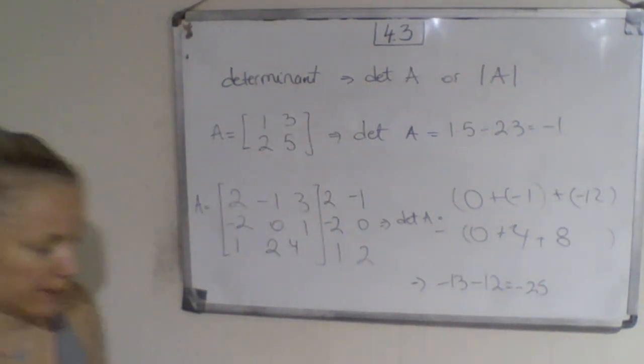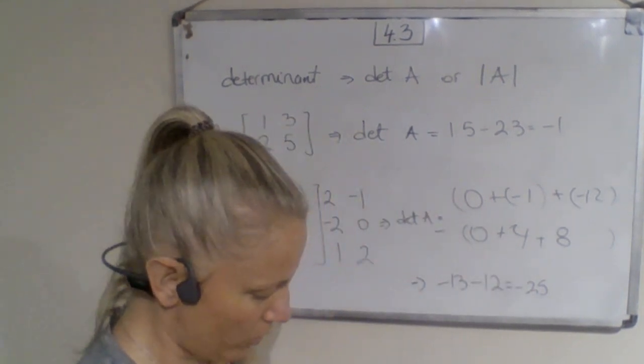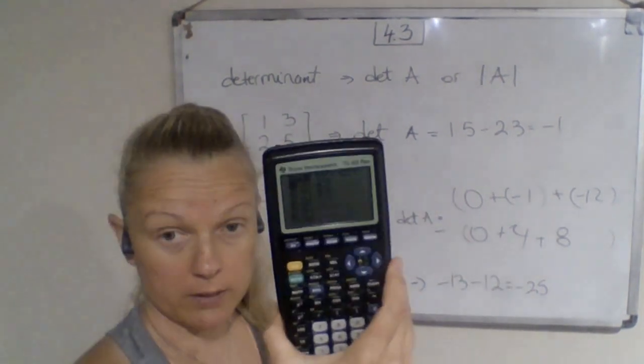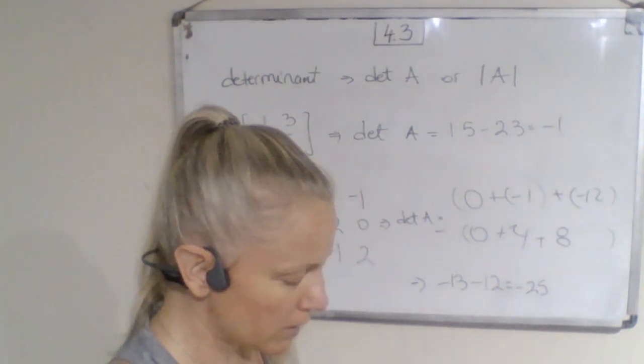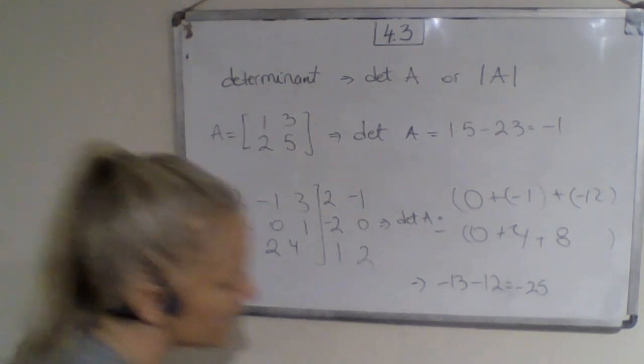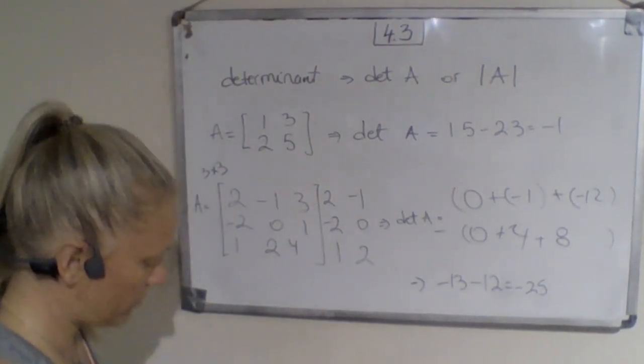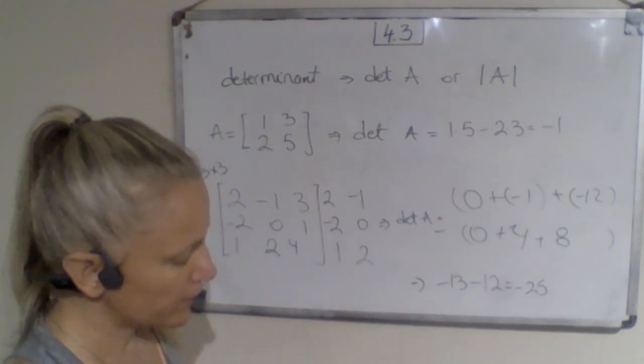Can you get confused by this? Yes, you can. How do we do this using a calculator? Let's remember. We go second matrix. I'm not even going to bother to show you this. You know how to do this. We're going to move over to edit. We're editing matrix A. And the first thing I know is that this is a 3 by 3. So I'm going to go 3, enter, 3, enter. My matrix is now defined.